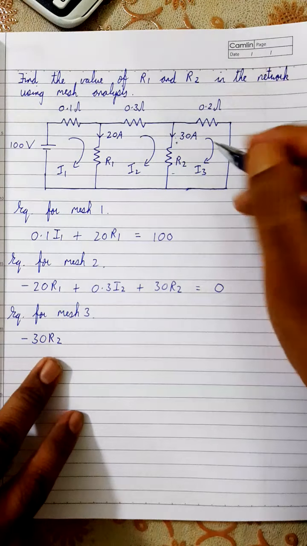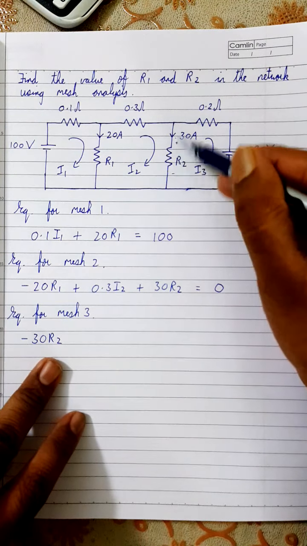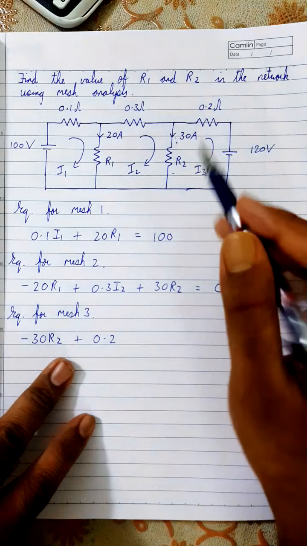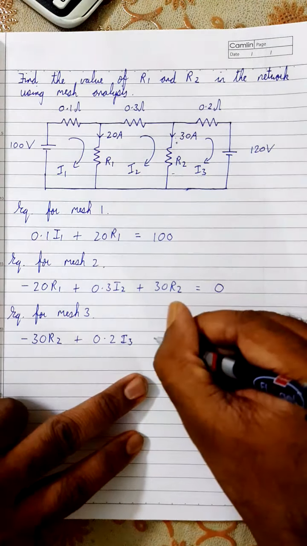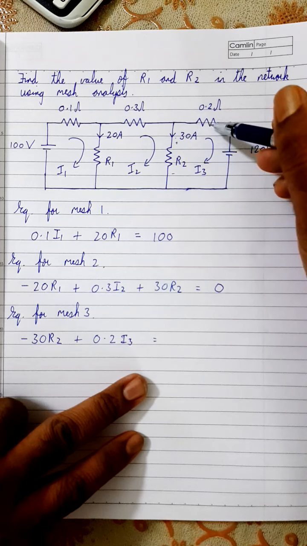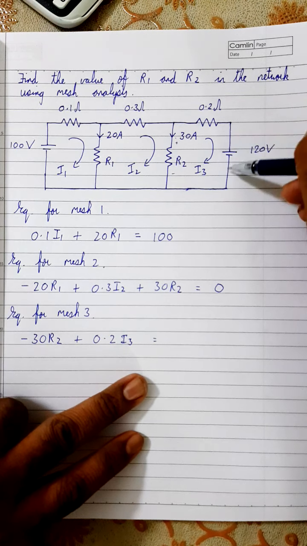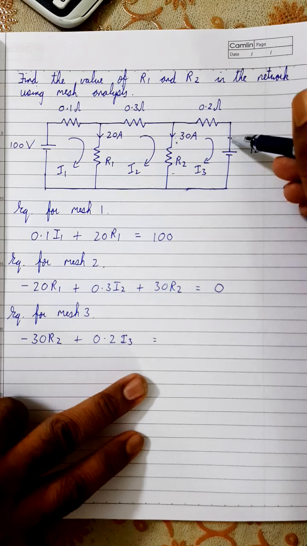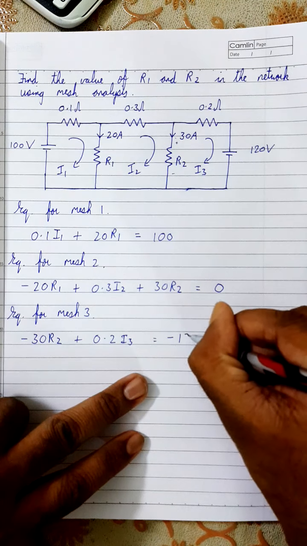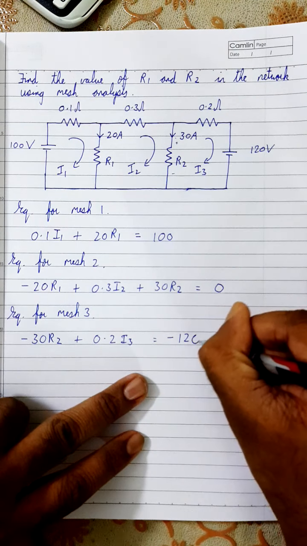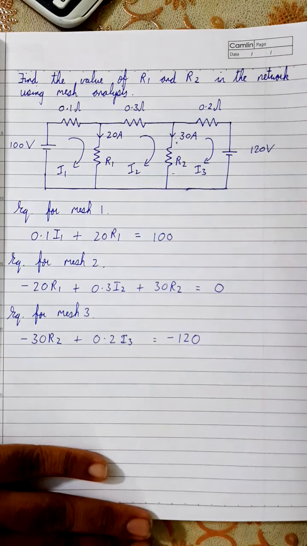Minus 30 R2 is the voltage across this resistor, plus 0.2 I3 is equal to, and this I3 current is flowing into the supply, into the positive terminal. That means this positive terminal is not generating current, it is opposing the current, so it is minus 120. So these are the three equations.